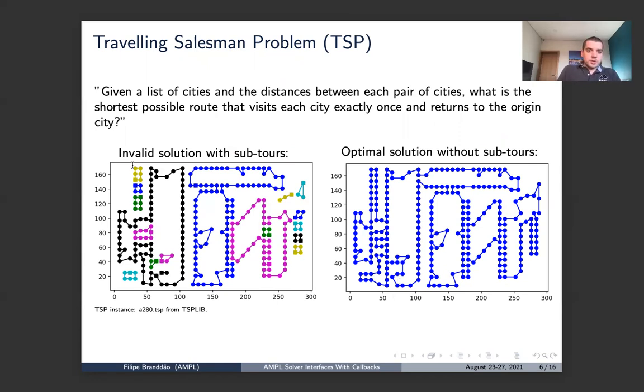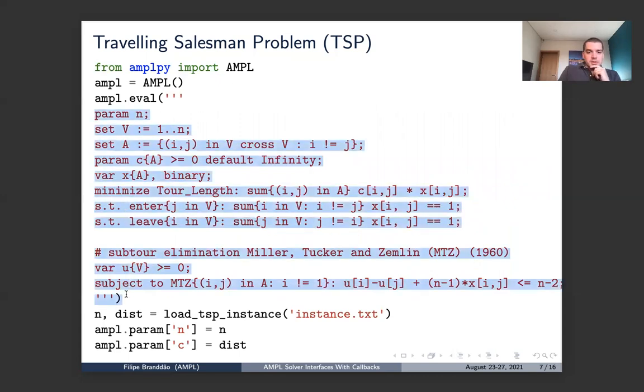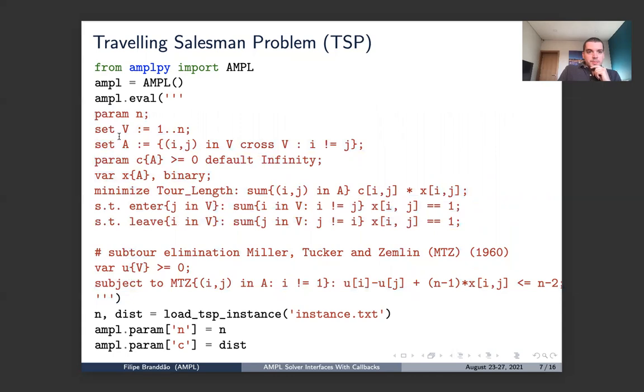This is an invalid solution with many subtours. This is a solution with a single tour, and this solution is in fact an optimal solution for this TSP instance with 280 nodes. Now, how can we solve this? Here is a quick possibility. Using the Python API, I'm instantiating the model directly in an eval statement.